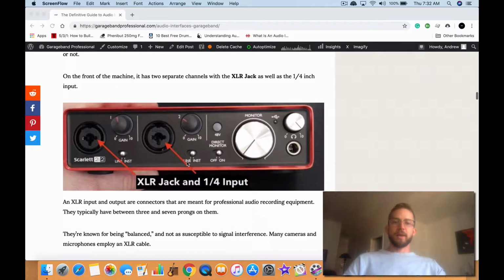So as I showed here, you have these two jacks. You might wonder what they are. Essentially, these two ports right here are an XLR jack and a 1/4 input. That just means that it's good for not only a regular guitar cable, but also a microphone cable. You'll notice that many mic cables have this 3-prong cord, whereas a guitar cable is just one jack. It's a jack, literally.